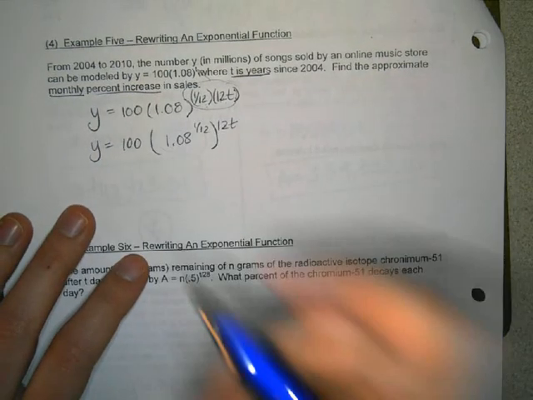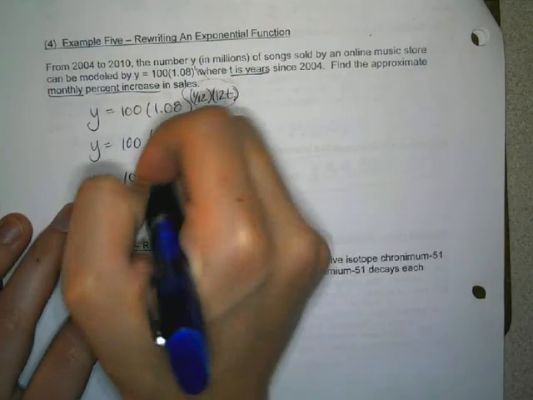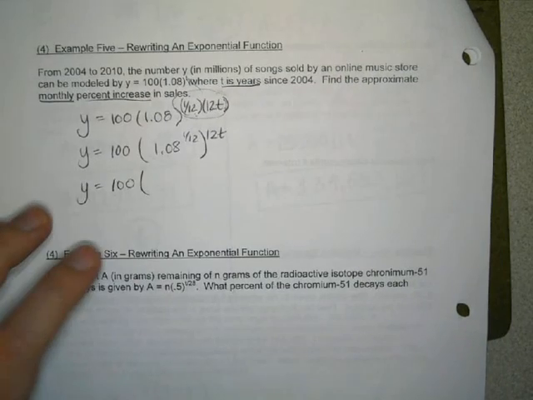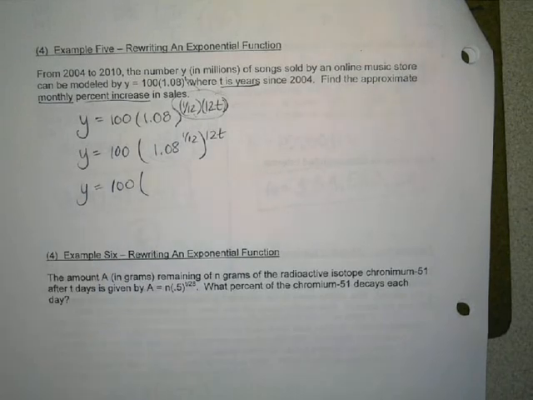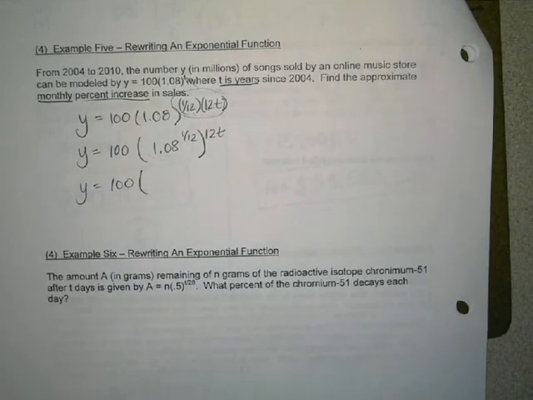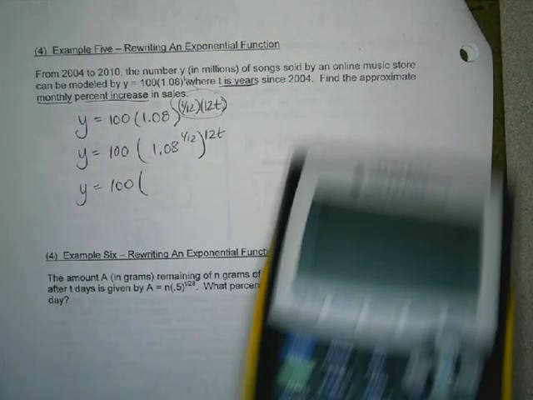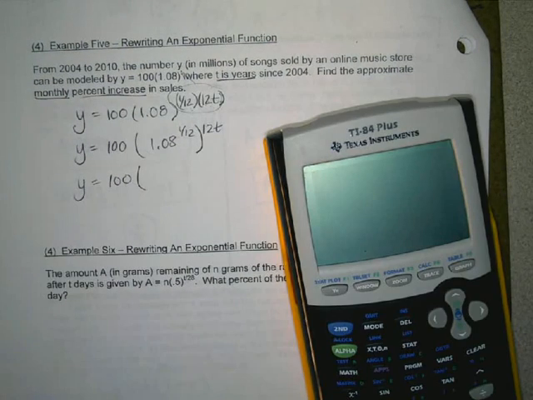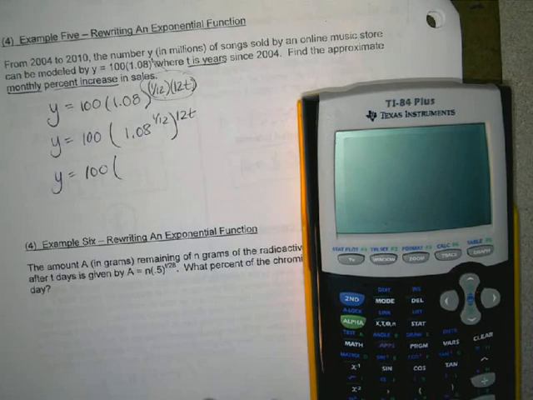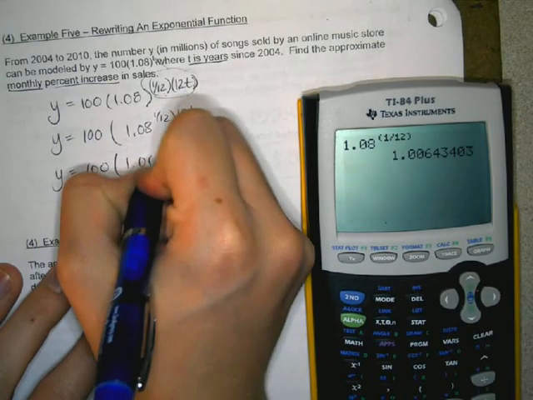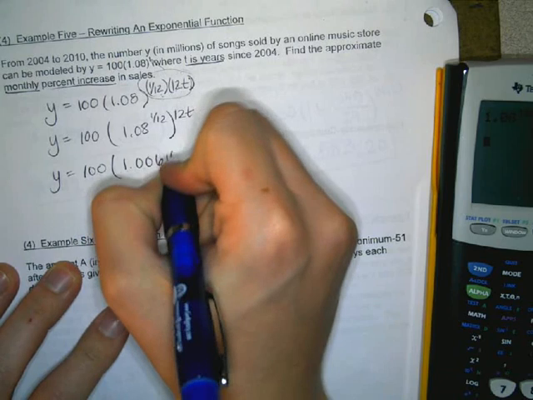I'm going to punch out my new base value, which, let me find a, I'm not sure where my calculator went. Okay, and punch that out. So 1.08 to the 1/12. That gives me 1.006434 to the 12t.